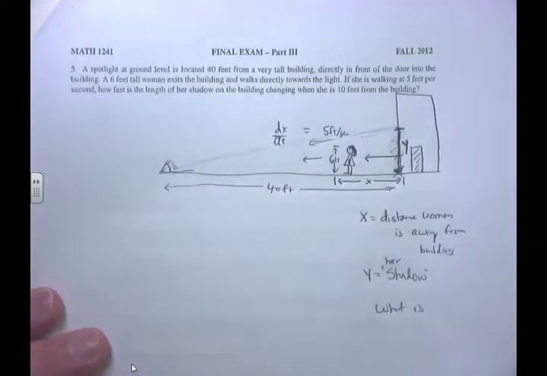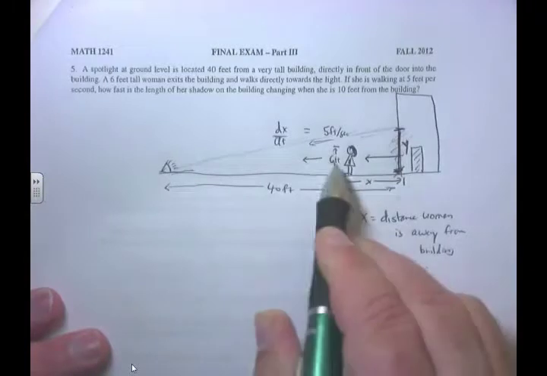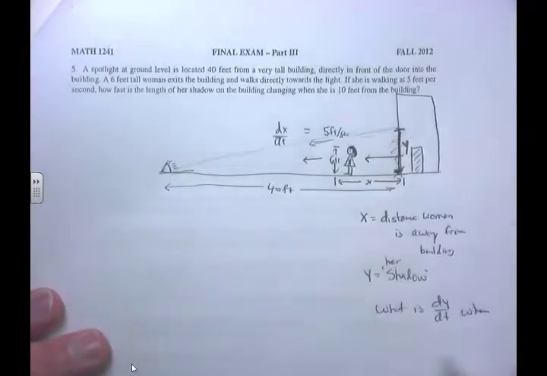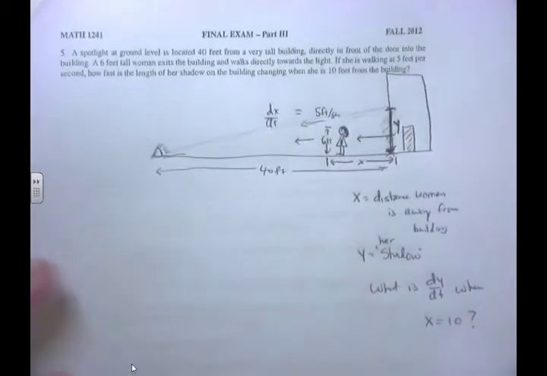Let Y be her shadow. dy/dt. What is dy over dt, when she is 10 feet from the building? How far away is she from the building? That is X. When X equals 10. There is the question right there. What is dy/dt when X equals 10?